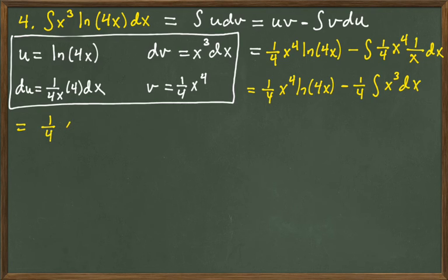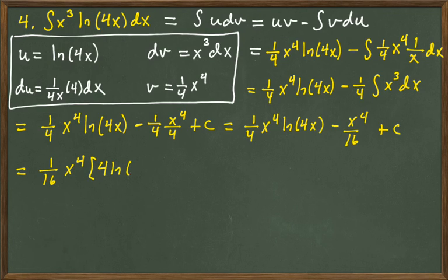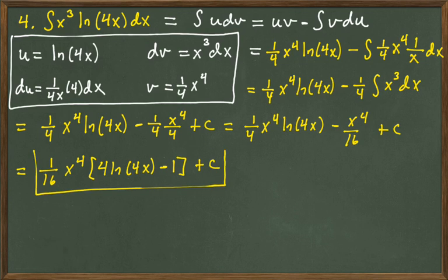So 1/4 x to the 4th natural log of 4x minus 1/4 times x to the 4th over 4 plus c. So 1/4 x to the 4th natural log of 4x minus x to the 4th over 16 plus constant of integration. Factor out the 1/16 x to the 4th, and we have 4 natural log of 4x minus 1 plus constant of integration. Okay, if you want to check it, you take the derivative of that.